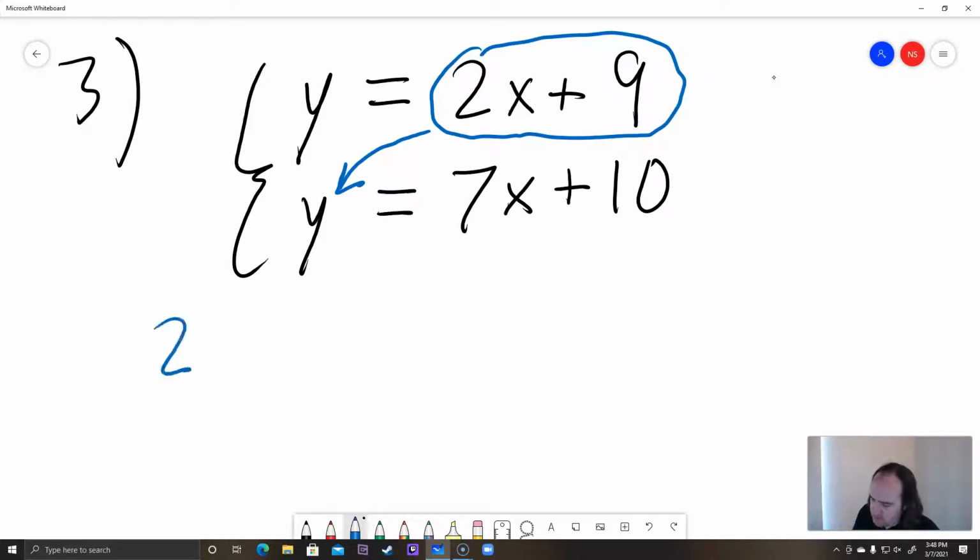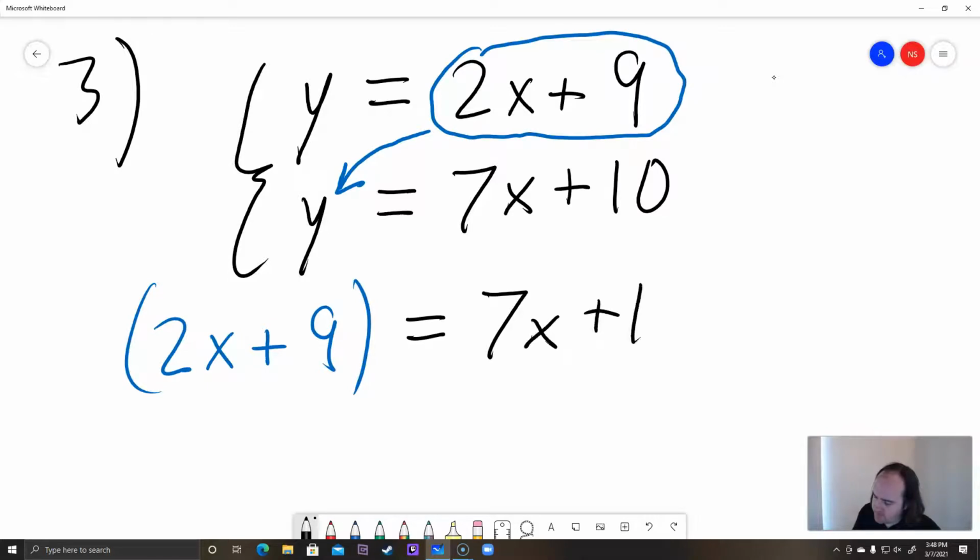We're going to have 2x plus 9 is equal to 7x plus 10. That's what the bottom equation is going to become. Now, out of habit, I put parentheses around the 2x plus 9 because it has more than one term. However, because we're just adding on the left side, we don't need these parentheses, so I'm going to go ahead and erase those. So we have 2x plus 9 equals 7x plus 10. And so far, so good, right? It's a little bit strange the way it's set up, but you would think it would be an easy problem.